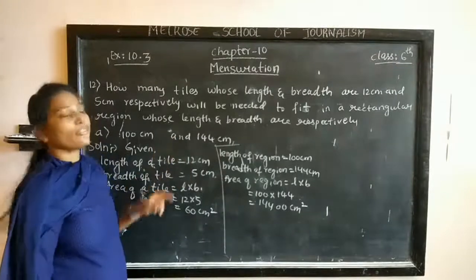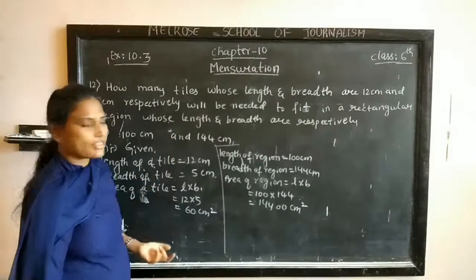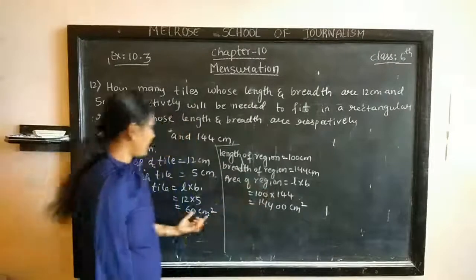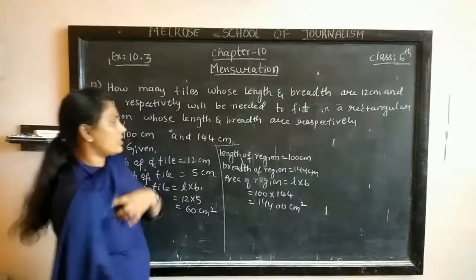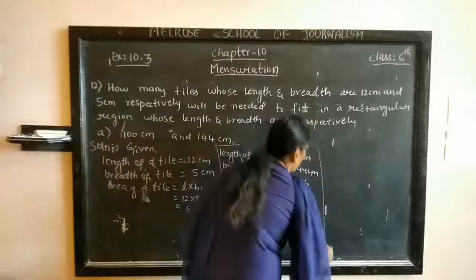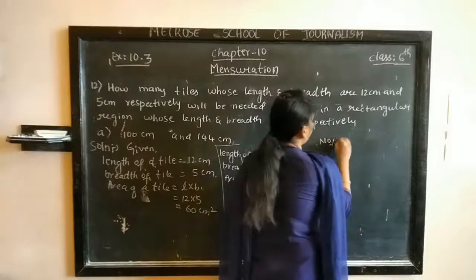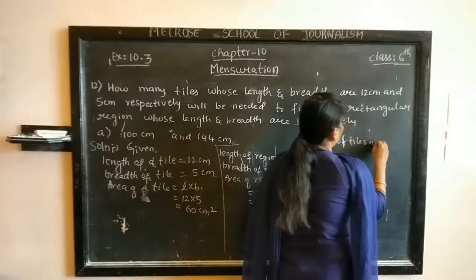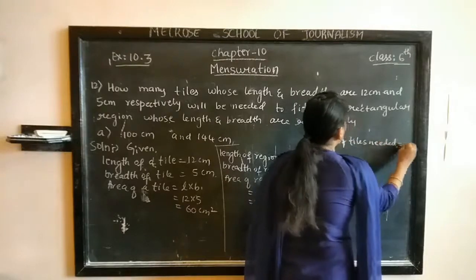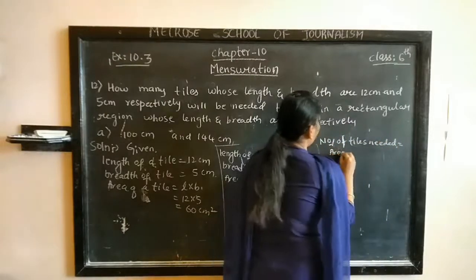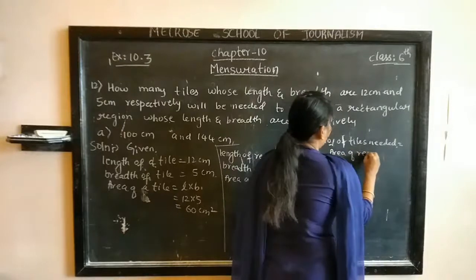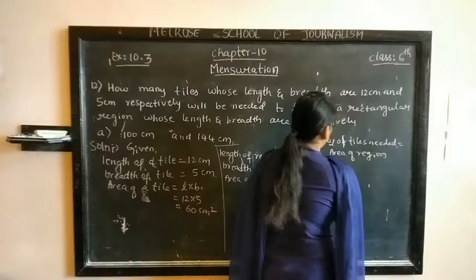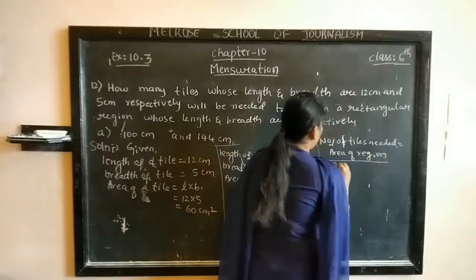We want number of tiles needed. Number of tiles needed is nothing but area of the region divided by area of each tile. So number of tiles needed is equal to area of region divided by area of each tile.